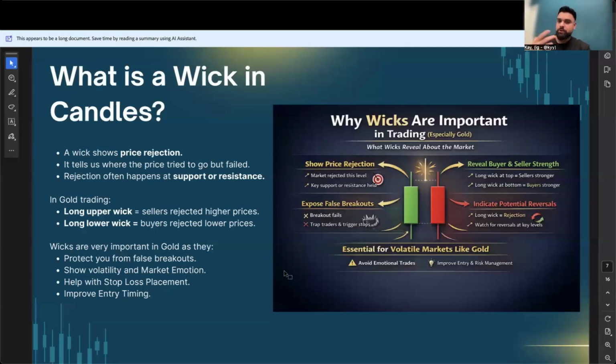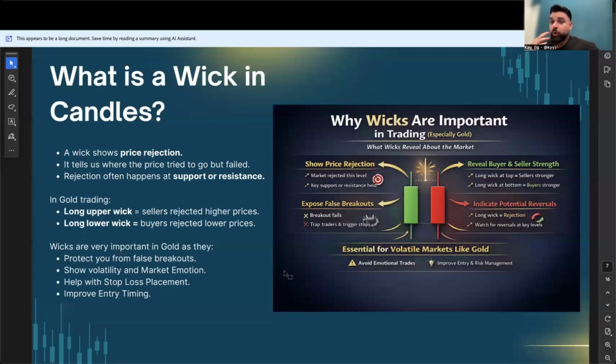Okay, in gold trading, a long upper wick means sellers rejected the higher price. A long lower wick means buyers rejected the lower price. A lot of times you'll see a huge wick when a lot of buyers step in and push the market back up. Because when there's a huge investment in anything, like let's say you put in 100 billion in gold right now, what is that going to do? That clearly shows a huge investment has come in and it's going to push the market up. So that's basically how it works.